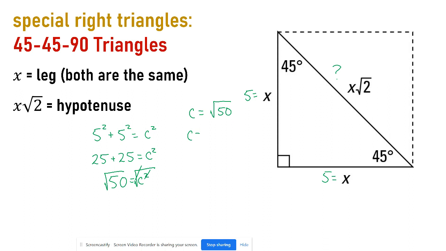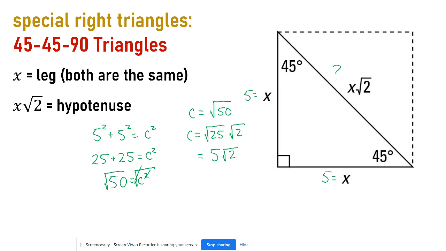The way we would break this down, kind of like we did on the last one, is you split 50 into two numbers. Split it into 25 and 2. The reason we do that is because 25 has a perfect square root. We can take the square root of 25 because it's 5. 2 does not, so it just stays where it is, and we end up with 5 square root of 2.